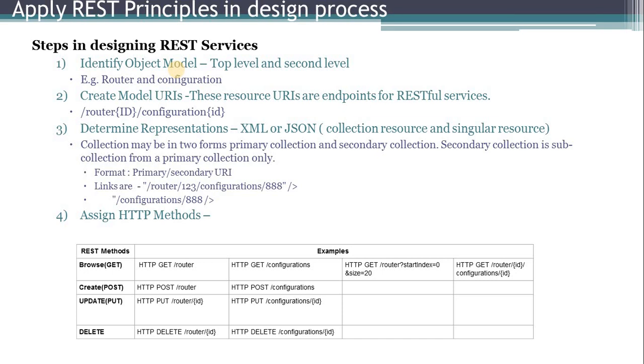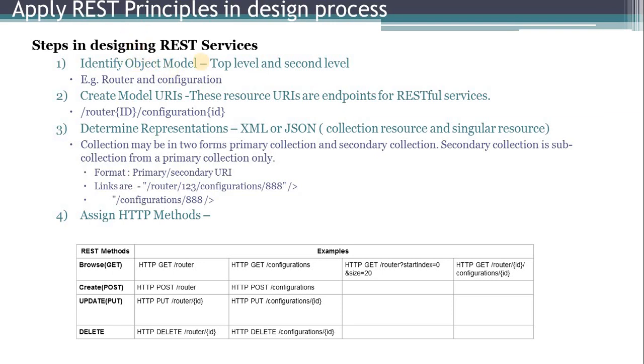So you must have heard the endpoint concept. This is how we will drive it. What all steps we need to define if we are designing the integration. As step 1, we need to identify the object model. So we need to identify which one is the parent object, what is the top level. Here we are taking an example of a router and the configuration, only two objects. If we talk about a network component, there might be multiple objects like devices, routers, switches and others. Here we just take two levels, router and the related configuration.